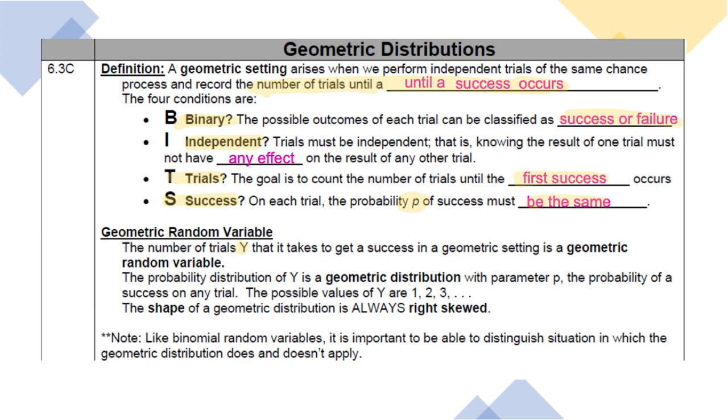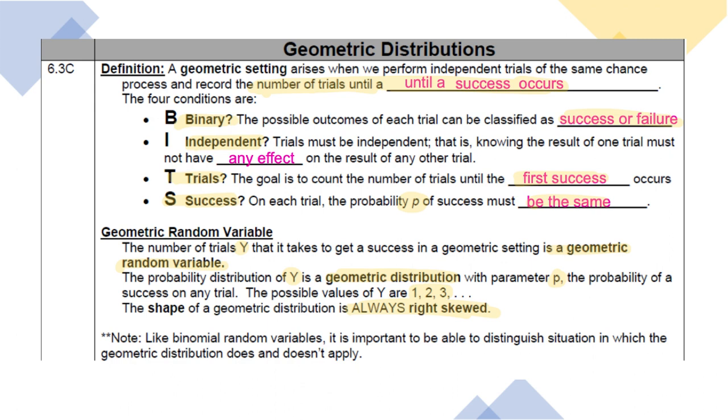So now we're using the letter Y. It doesn't matter what letter we use here. The number of trials until we get a success is the geometric random variable. This is the variable, how many trials until we get success. And we're going to have a geometric distribution with parameter p. The values of Y are discrete because we're counting trials, and it's always right skewed.